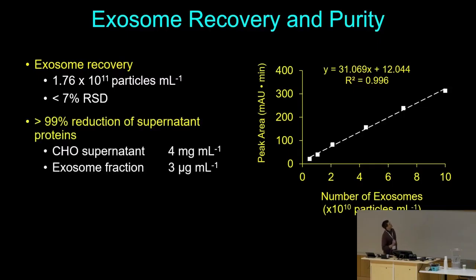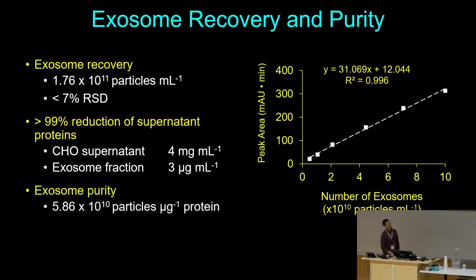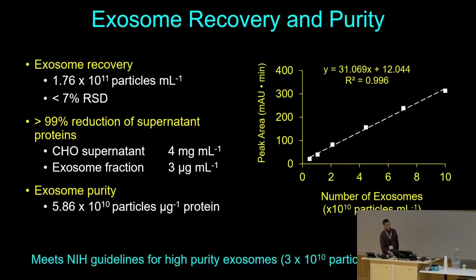We then ran a micro-BCA to determine protein concentration in these, and saw a greater than 99% reduction in host cell proteins from the supernatant to the collected exosome fraction. The CHO supernatant had about 4 milligrams per milliliter, while the exosome fraction had about 3. And so this is what the NIH uses to determine exosome purity by reporting particles per microgram protein. And our separation came in at around 5.86 times 10 to the 10th particles per microgram protein. And this meets the NIH guidelines for high purity exosomes, determined to be 3 times 10 to the 10th particles per microgram.